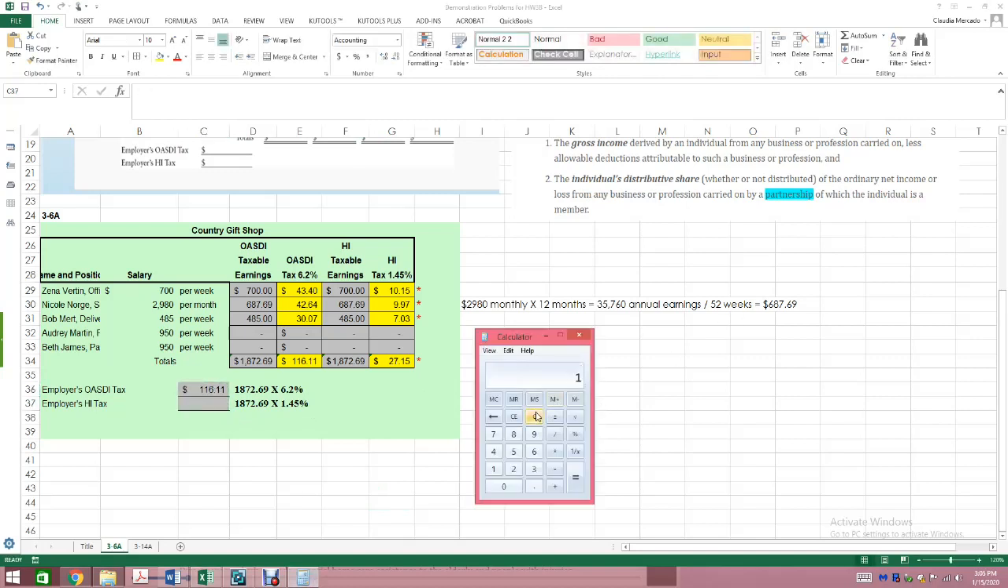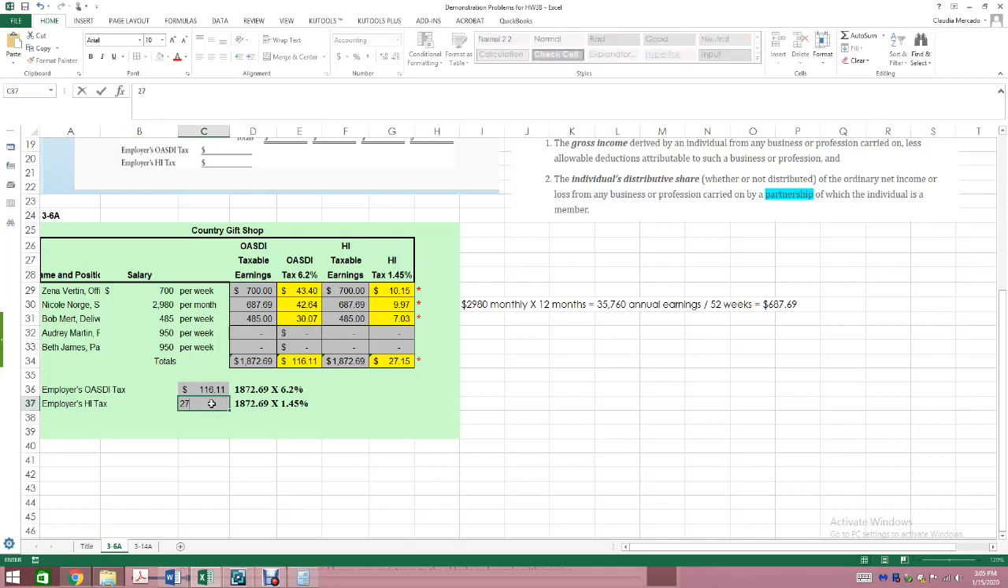Now I'm going to do the same thing for HI. My taxable earnings are 1872.69 times 1.45%. That gives me 27.15. So in this case, the amount for my employee and my employer are the same. In some cases, you will be off by a couple of cents. In this case, you're right on. Don't guess. Calculate. You better be safe than sorry.